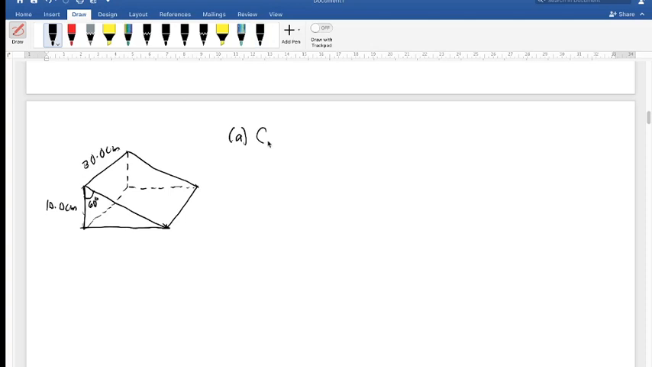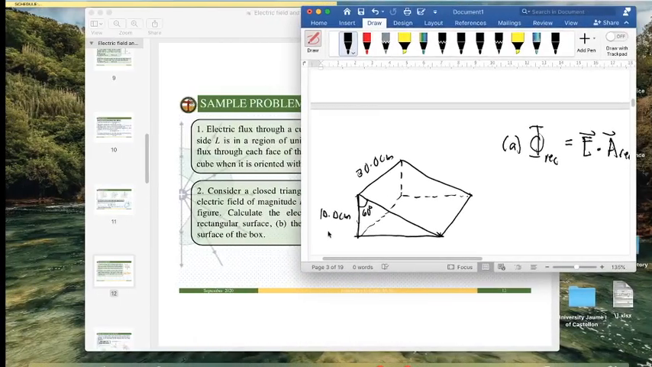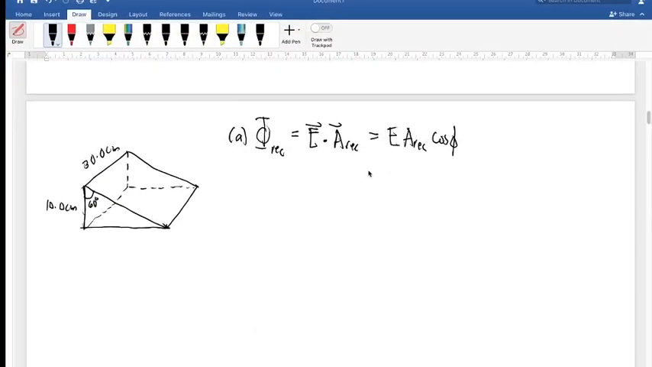The electric flux for the rectangle is equal to E dot the area of the rectangle. Again, I did not put E-rect here because the electric field is uniform for this triangular box. So we have E A of the rectangle times cosine of phi. What is the magnitude of the electric field? That is 7.80 times 10 to the 4th newton per coulomb, but we don't know yet the area of the rectangle.